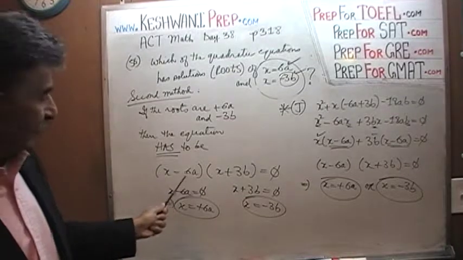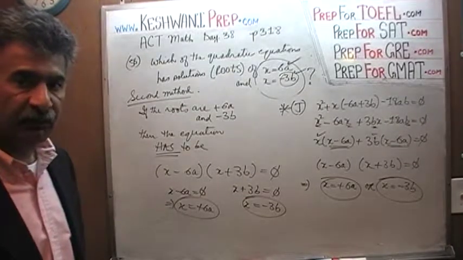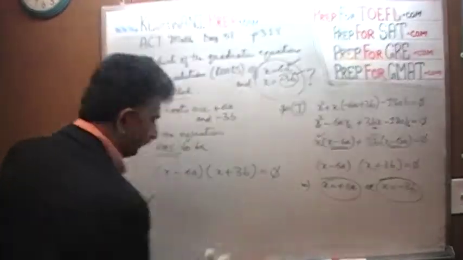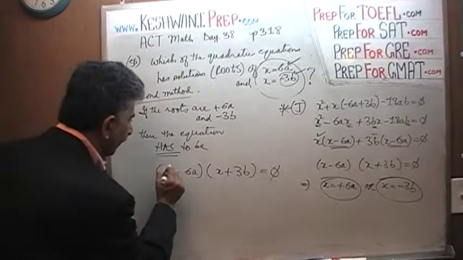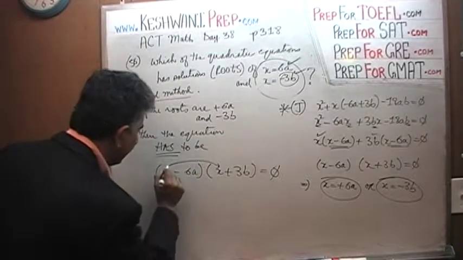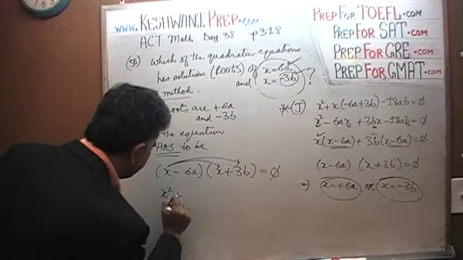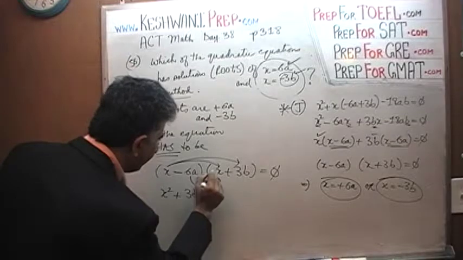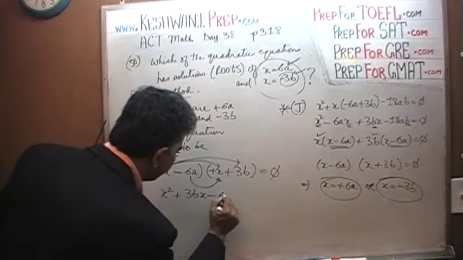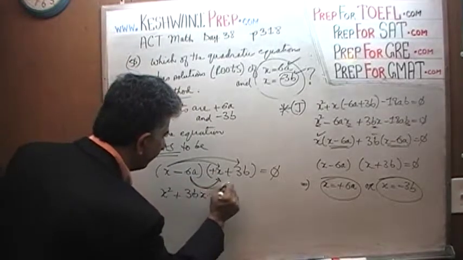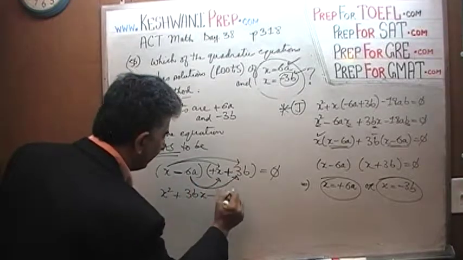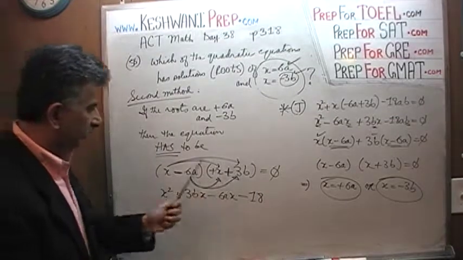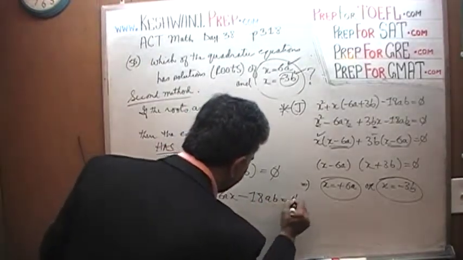All we have to do at this point is expand this equation and see which answer it matches. Let's do that, shall we? This is more of a direct way. Let's do it. Watch what happens. X times x is x squared. X times 3b is plus 3bx. Negative 6a times x gives us negative 6ax. And the negative times the positive is negative 18ab, since 6 times 3 is 18, equal to 0.